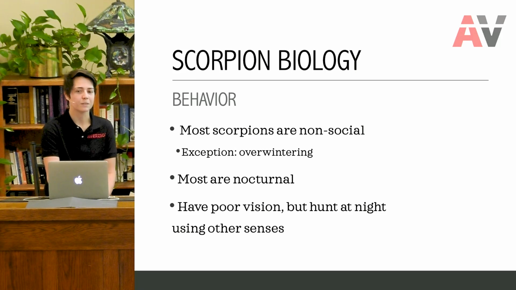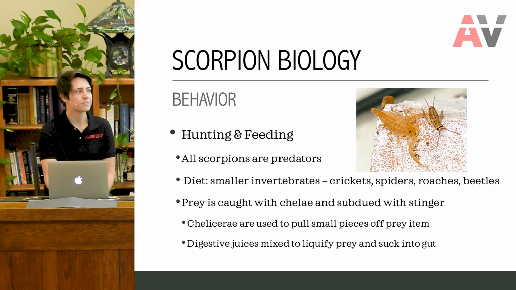They don't need to be able to see very well in the dark. They can rely on these other senses to find food. And so now we'll jump into hunting and feeding in scorpions. So all scorpions are predators. They're going to actively look for prey.